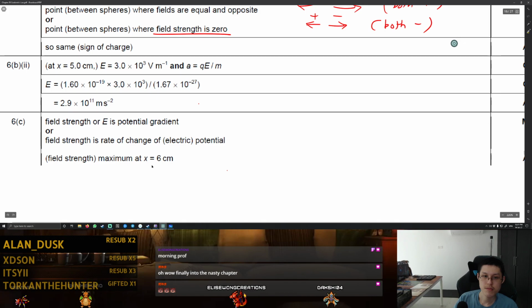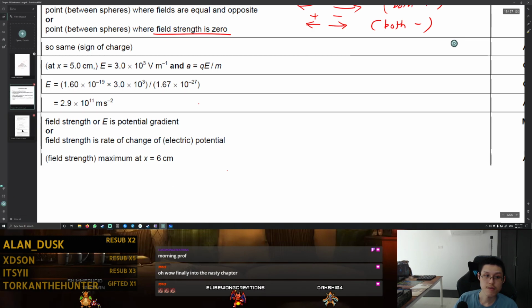There you go. So you have to quote the equation where the field strength is the potential gradient. And then you have to write this down. There you go.